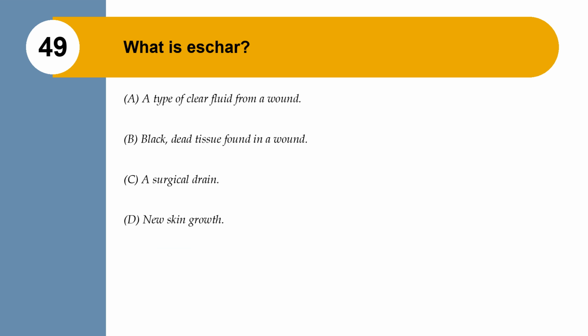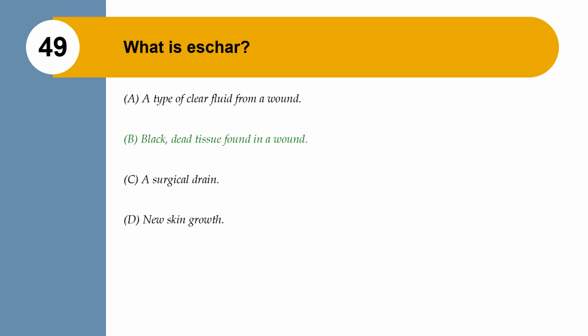Question 49. What is eschar? Option A. A type of clear fluid from a wound. Option B. Black, dead tissue found in a wound. Option C. A surgical drain. Option D. New skin growth.